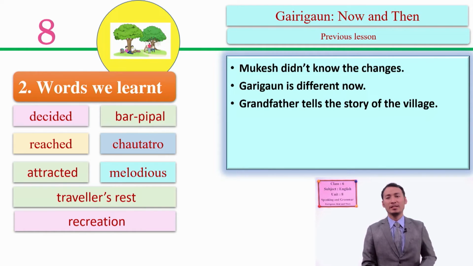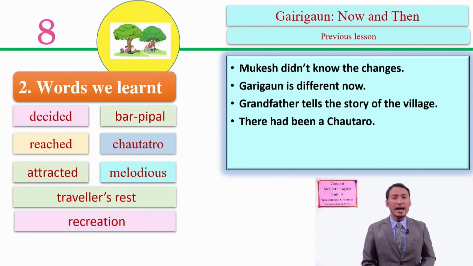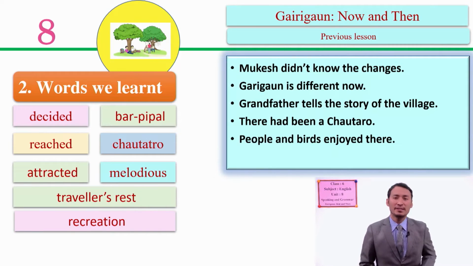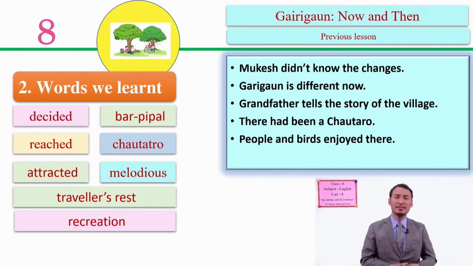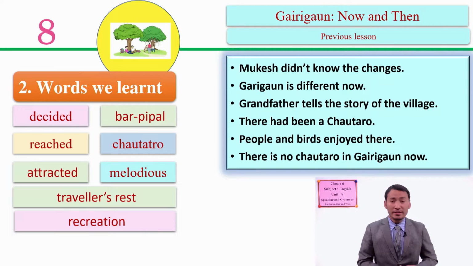Grandfather tells the story of the village. And from his story, there had been a chautaro in the village, and people and birds enjoyed there. We talked about how people were resting, children were playing around it, and birds were singing, right? Do you remember that? Yes, you are right. And there is no chautaro in Gairigaun now. That is the change. There is no chautaro in Gairigaun, and instead of that, what is there?